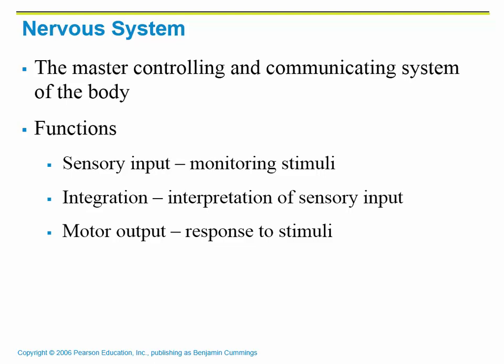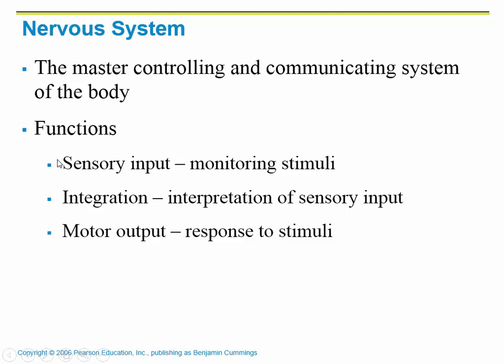is the system that is going to be controlling all of the other systems in the body. Those systems are going to be communicating back and forth with the nervous system, so that the nervous system can tell them what to do. So we have a couple of different inputs and outputs.